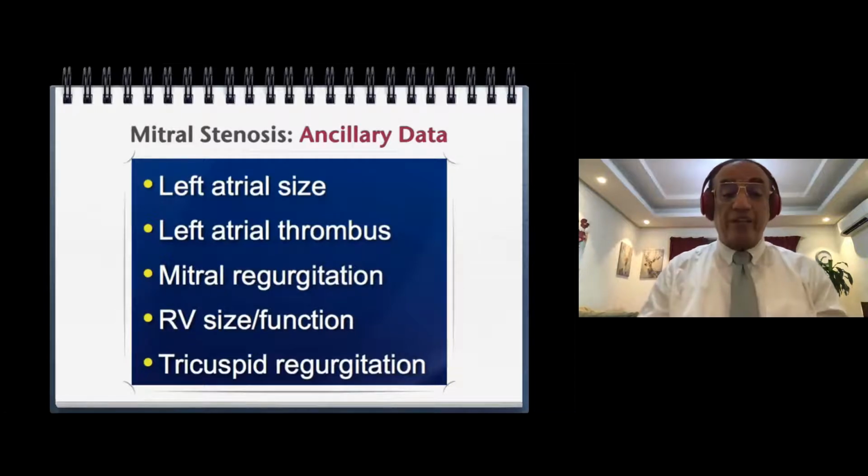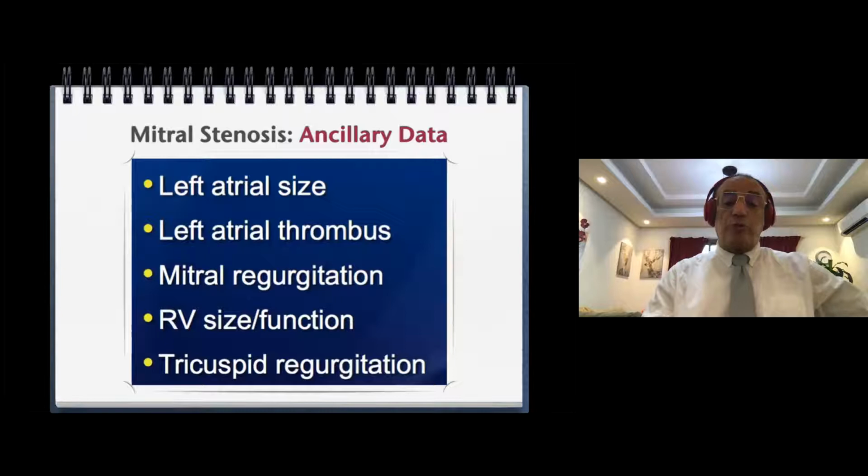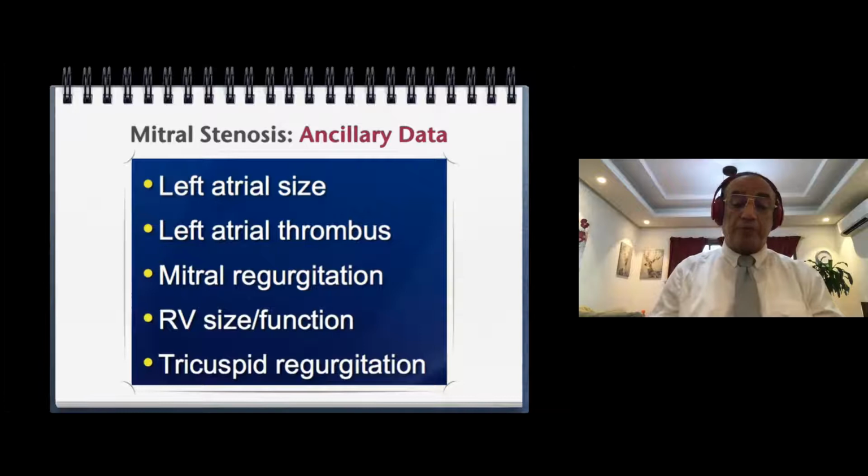Also, we can get some data by echocardiography in the form of assessment of left atrial size and whether there are left atrial thrombi or not, and if it's not possible by transthoracic, transesophageal echo is highly sensitive to detect left atrial thrombi or left atrial appendage thrombi. Also, you can assess whether there is associated mitral regurgitation or not, because it will make a difference in the management strategy. If mitral stenosis is associated with grade 2 mitral regurgitation, there is no role for balloon mitral valvuloplasty, and you have to send the patient to the surgeon for mitral valve replacement.